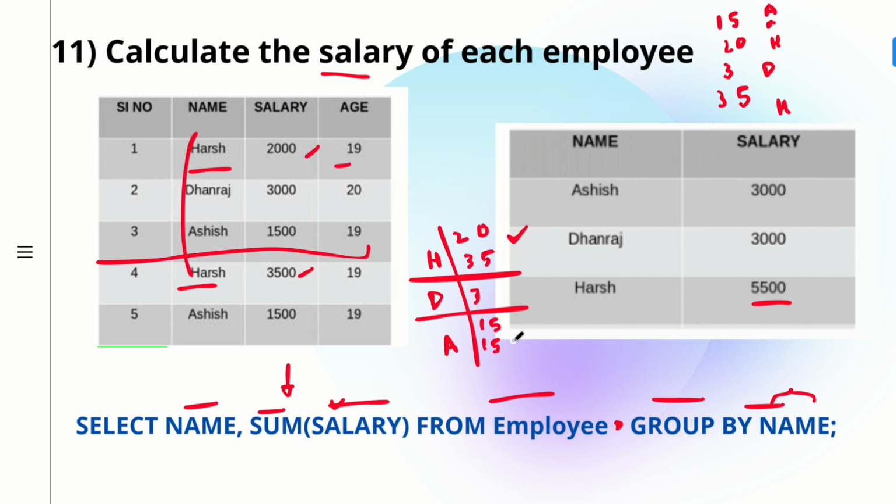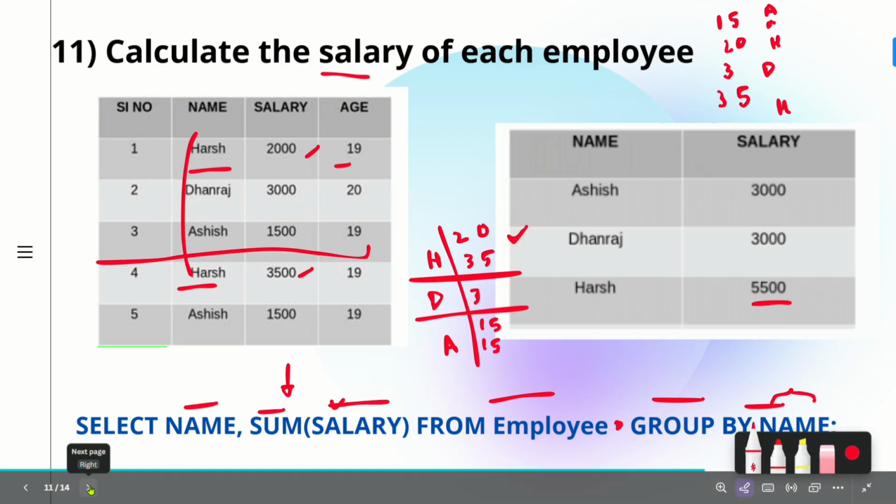So this is how your group by works. It is going to group your entire rows using the column, with unique values of your name, unique values of your salary, or unique values of your age. I hope you have understood this group by concept. If you have any doubt, do let me know in the comment section. I'll be happy to make another separate video on group by.